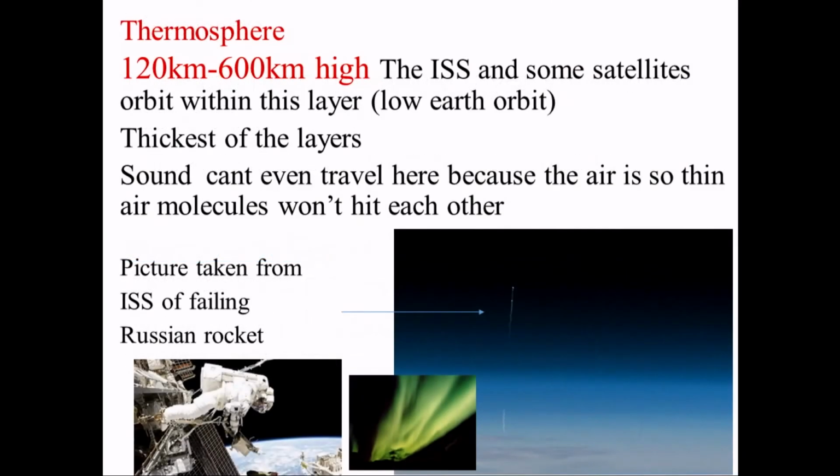Now, the thermosphere is above the mesosphere. The thermosphere is what you would think of as space. It is basically space. The International Space Station is in the thermosphere. A lot of rockets and some satellites are in the thermosphere as well. It is the thickest layer, and it is so thin that even sound would not be able to travel in the thermosphere. So, for all intents and purposes, it is the beginning of space. Now, auroras happen in the thermosphere, as well as satellites and some spacecraft.